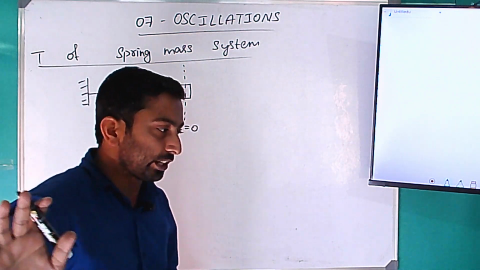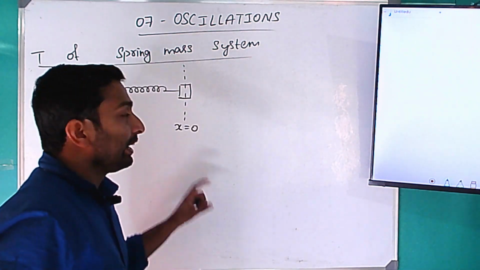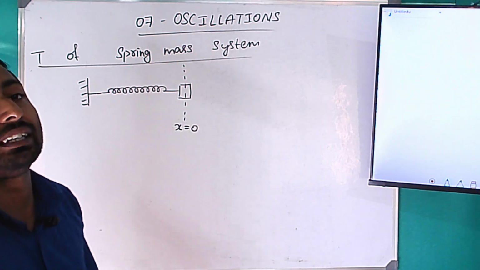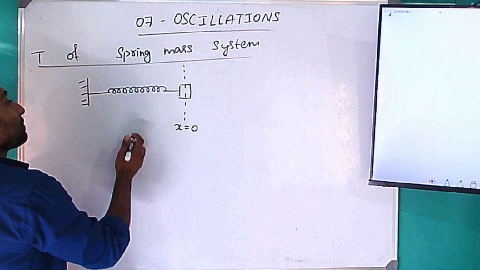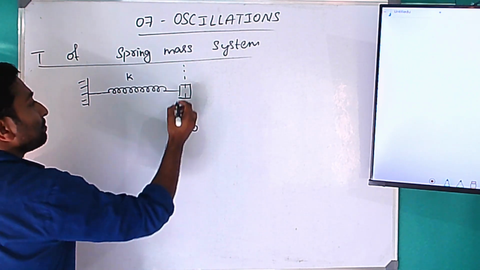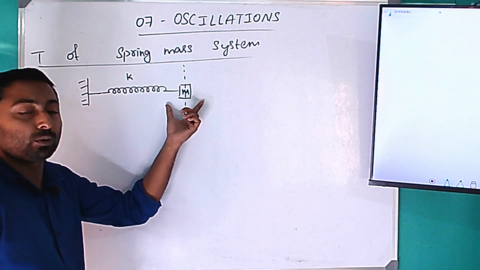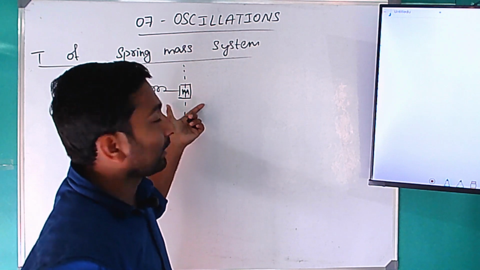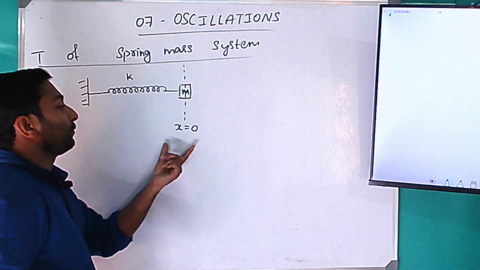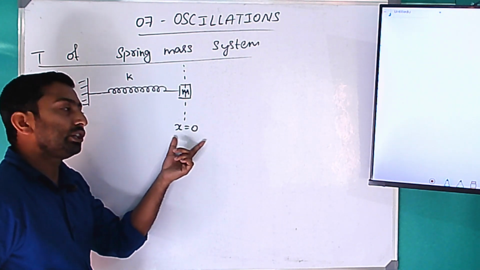and that will be a simple harmonic motion. ಇದರ ಬಗ್ಗೆ ಆಲ್ರೆಡಿ ಸ್ಟಡಿ ಮಾಡಿದೀವಿ. ಈಗ ಇದರ ಟೈಮ್ ಪೀರಿಯಡ್ ಏನಾಗಿರುತ್ತೆ ಅಂತ ನೋಡೋಣ. Let us assume this is the spring of spring constant K and mass M is attached to the spring. Now at this position, I am calling this the equilibrium position. At this position, the net force will be zero.